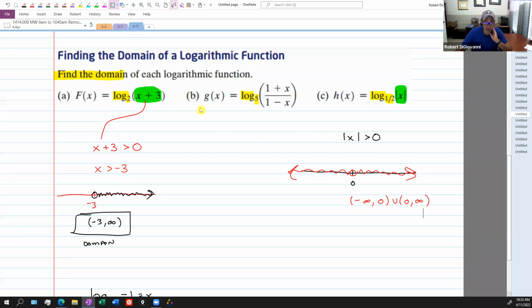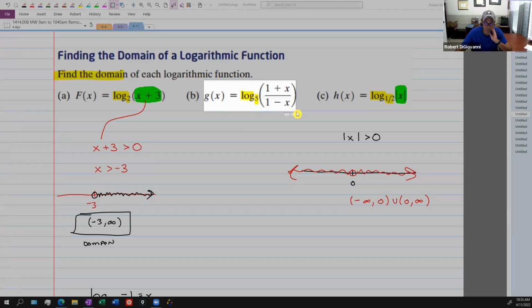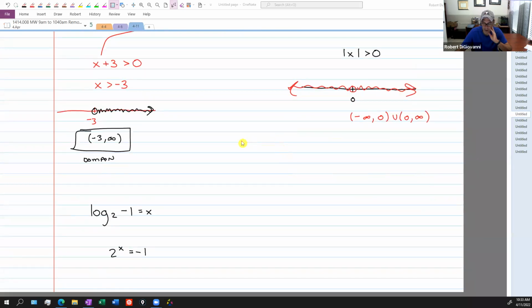Let's look at the last one. This one is the trickiest of these. I'm going to move it down here.